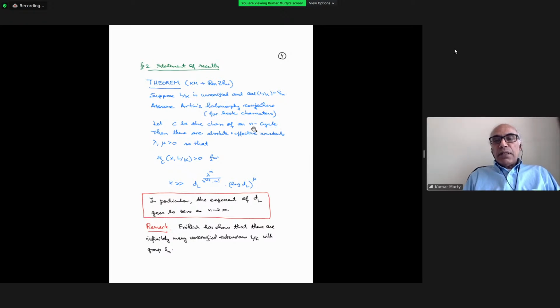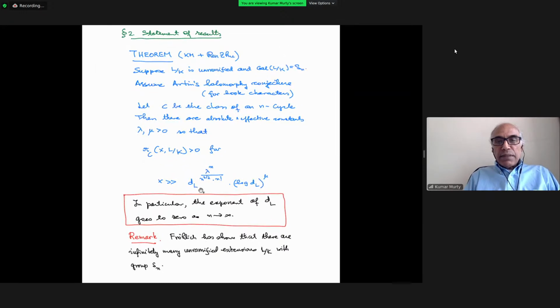So look at the conjugacy class that corresponds to an n cycle. Then you get the following bound. I can magnify this better. So I get the discriminant of the top field, and then this exponent, and then some power of the log of the discriminant. Okay, let's look at this power.